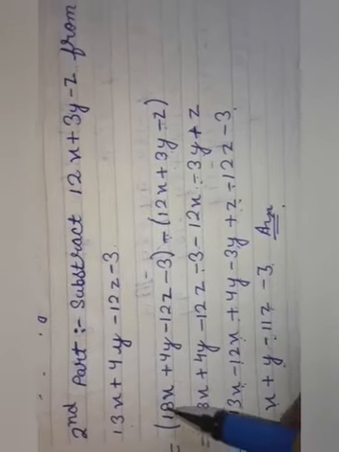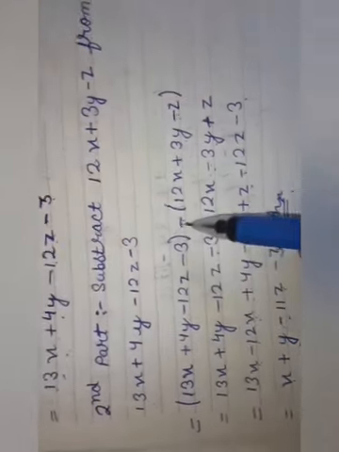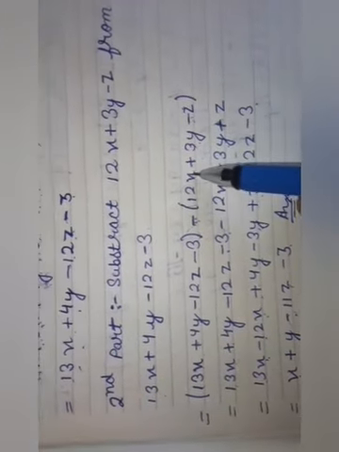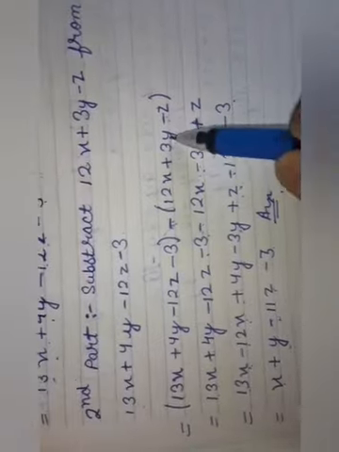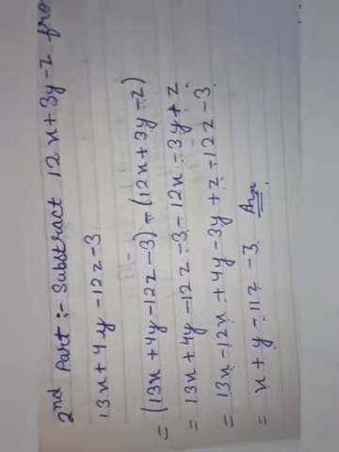As you can see here, the same signs come down: 13x plus 4y minus 12z minus 3. But you can see before the bracket there is a minus sign, so the opposite signs come down. Plus 12x becomes minus 12x, plus 3y becomes minus 3y, and minus z becomes plus z. It is an easy way.